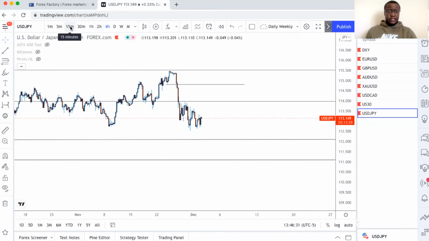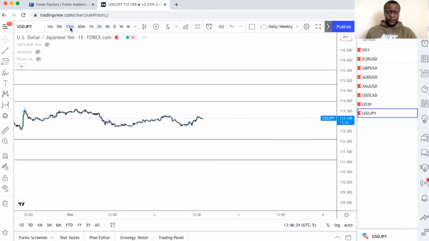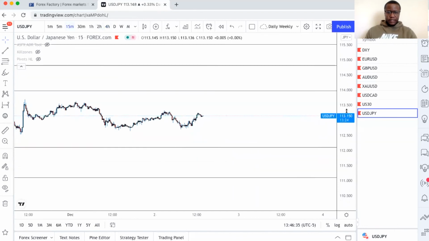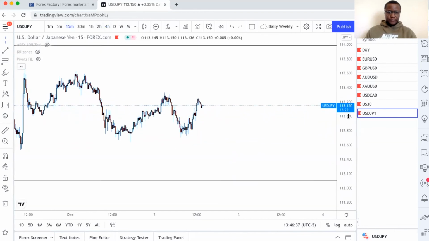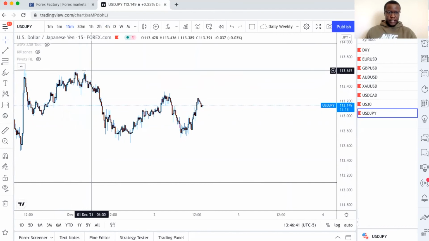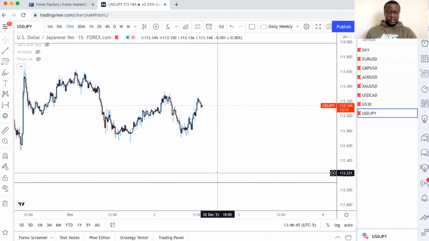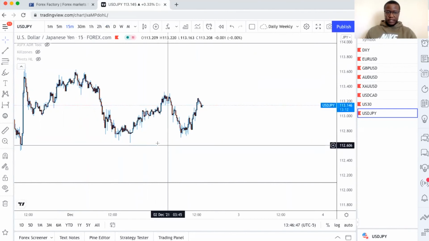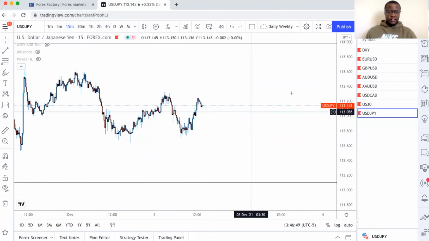Intraday. Let's talk about intraday for a second. We have intraday. We got these, like I said, equal highs right here. So market definitely is going to want to clear these. And we got equal lows right here. Market's going to want to clear these.